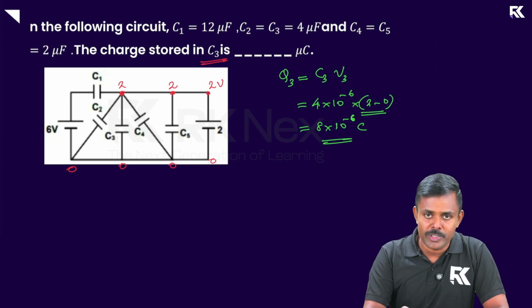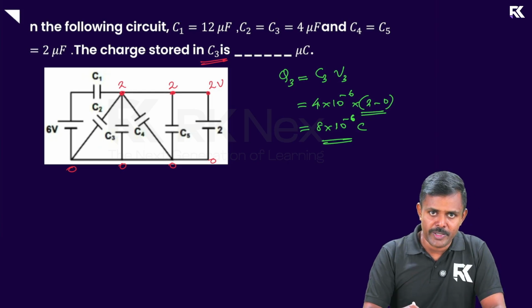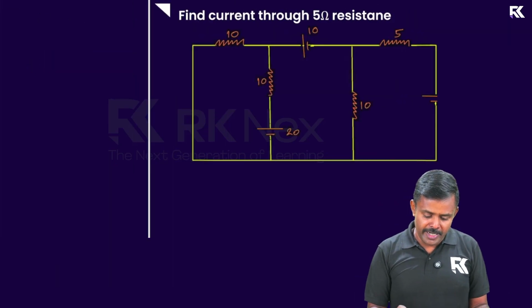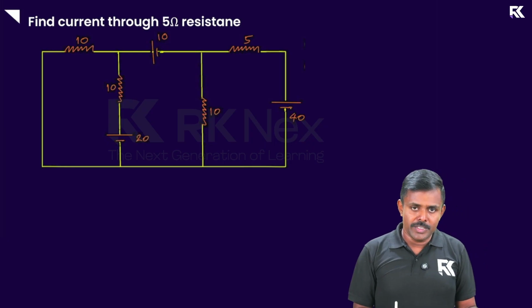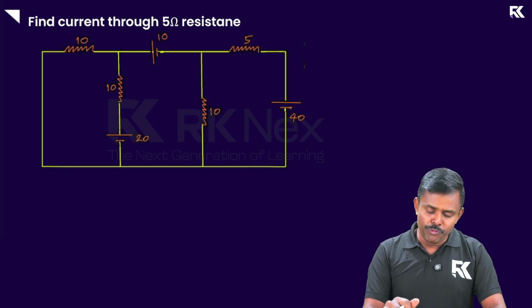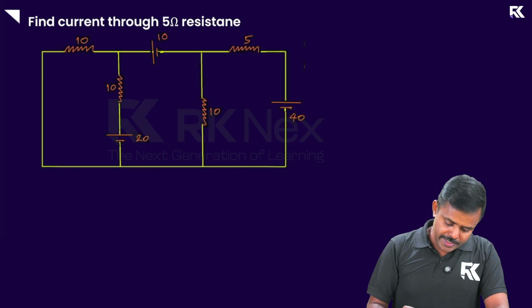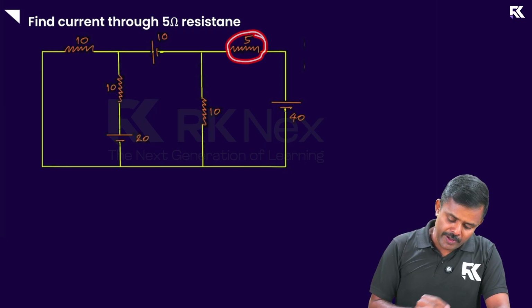Okay, again a very simple question if you do it this way, right. So let's move to the next one now. This one is a little complicated. Find the current through the 5 ohm resistance. Look at this. I need to find the current through this 5 ohm.